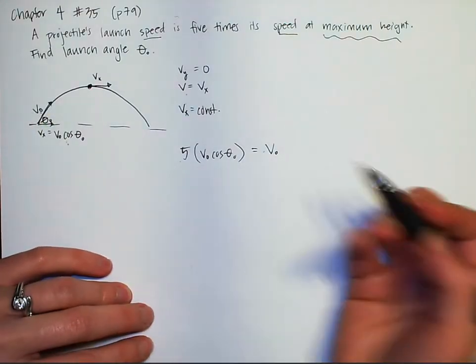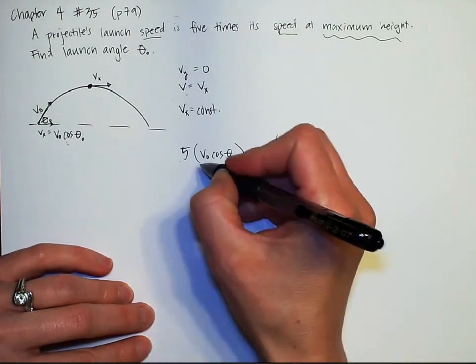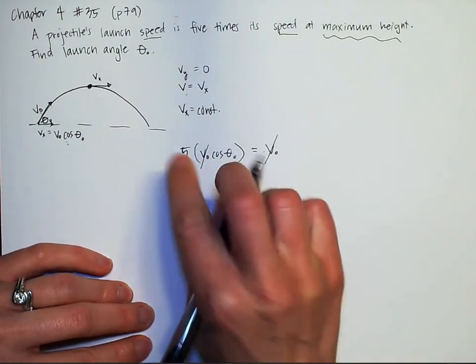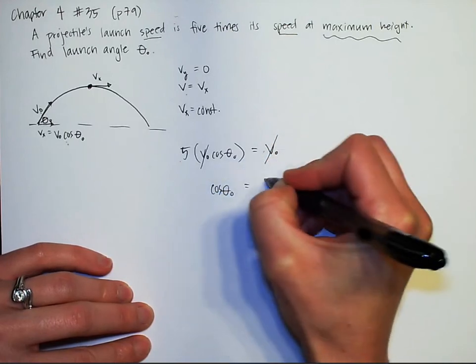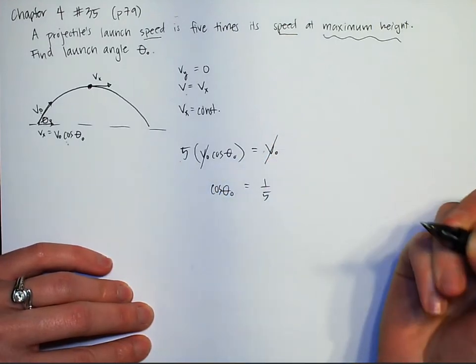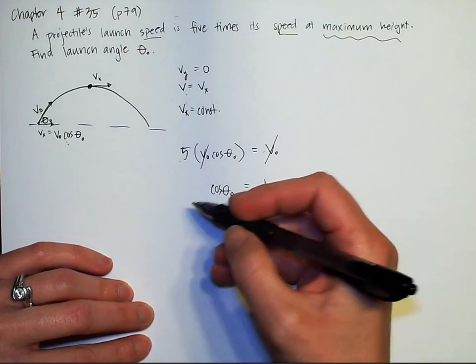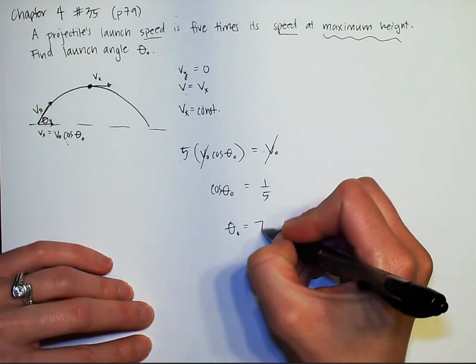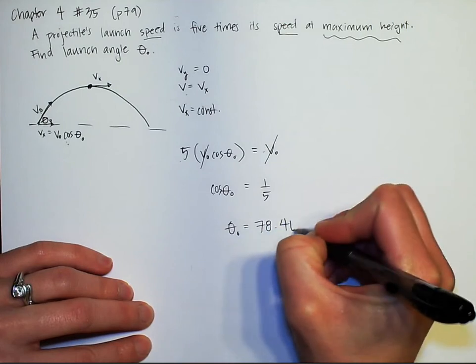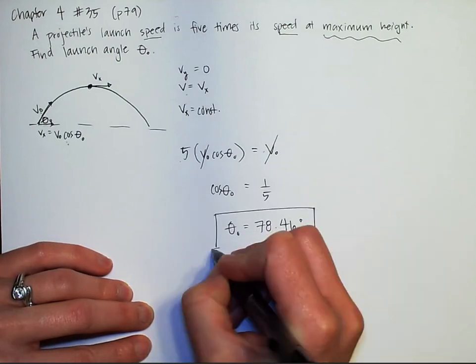So from here, all we need to do is solve it. So our V naughts cancel out. I'm going to bring my 5 over to that side. So I'll have cosine theta naught equals 1/5. And then from here, I can just use inverse cosine on my calculator, and I'll find out that theta naught equals 78.46 degrees.